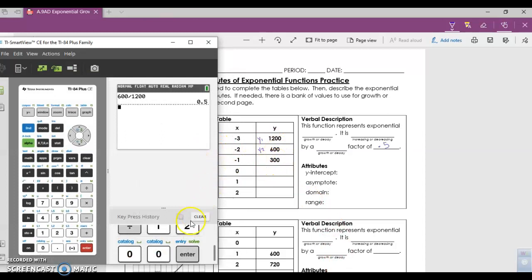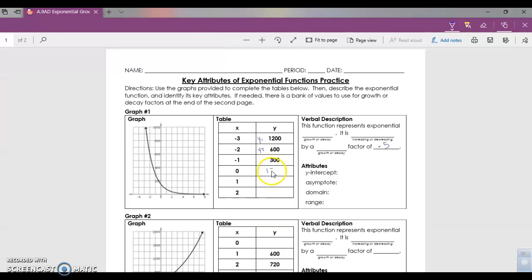What we want to do is just take 300 and multiply it by 0.5. And we get 150, and that makes sense. Half of 300 is 150. And if you need to use the calculator to fill in the rest of it, you can. I know half of 150 is 75, and then half of 75 is going to be 37.5.